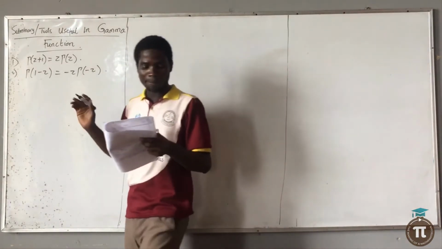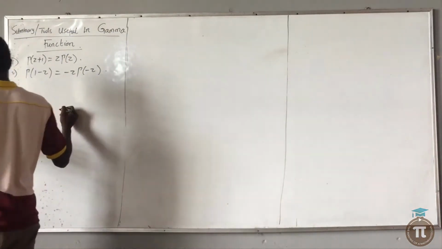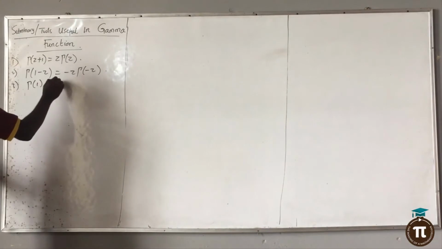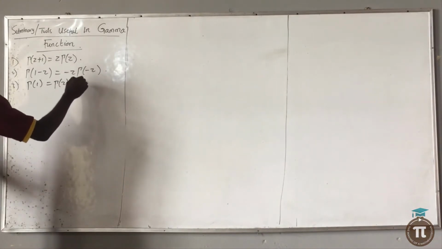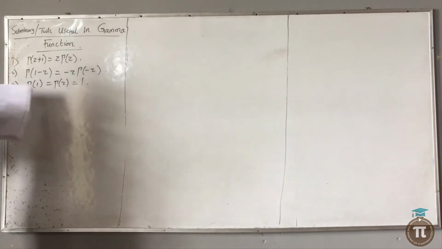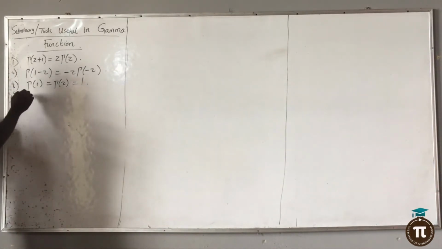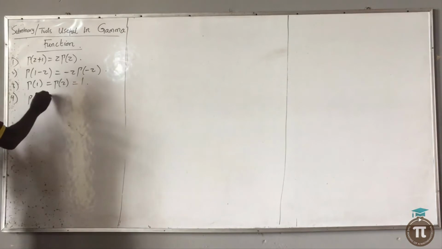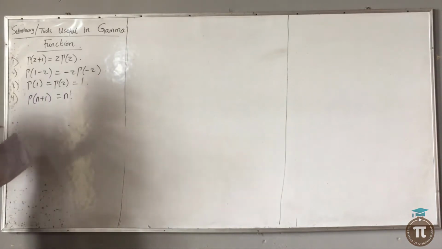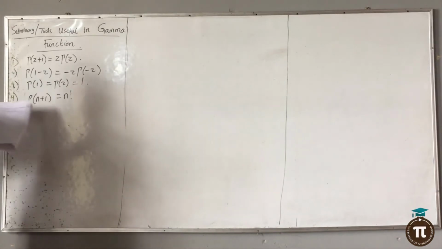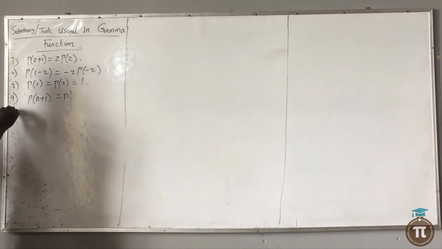This is very important. Now again, the third one, of course, gamma of 1 is the same thing as gamma of 2, and the answer is 1. This is basic. We have done that before. Number 4, gamma of n plus 1 is equal to n factorial. We know that especially when n is a positive integer.